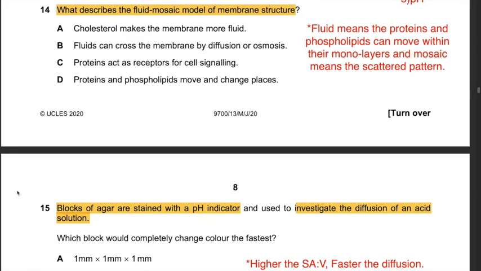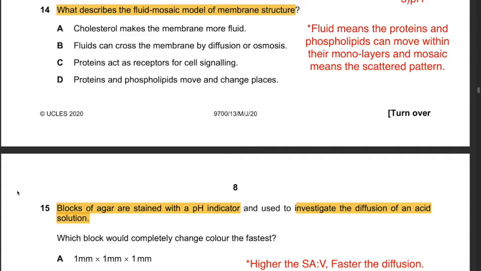Question 14. What describes the fluid mosaic model of membrane structure? If you recall the definition of fluid mosaic, fluid means the proteins and phospholipids can move within their own monolayers, and mosaic means that the proteins are arranged in a scattered pattern. Therefore, if you go through the options, A, cholesterol makes a membrane more fluid. That doesn't describe the fluid mosaic model.